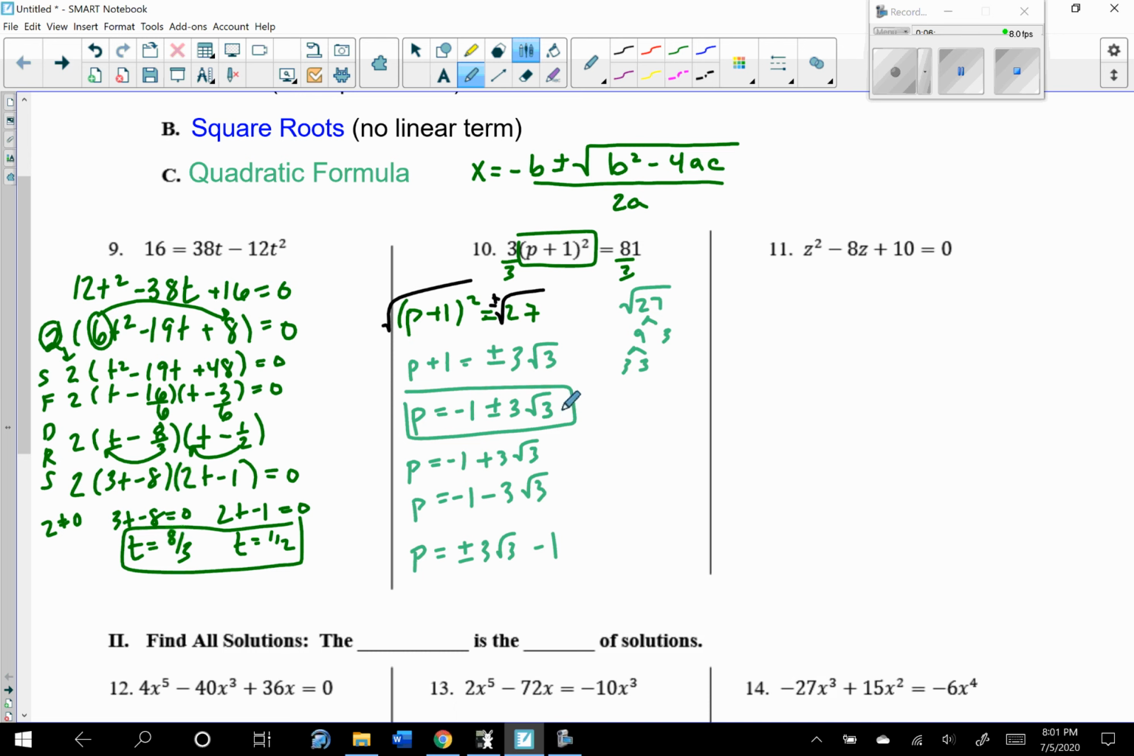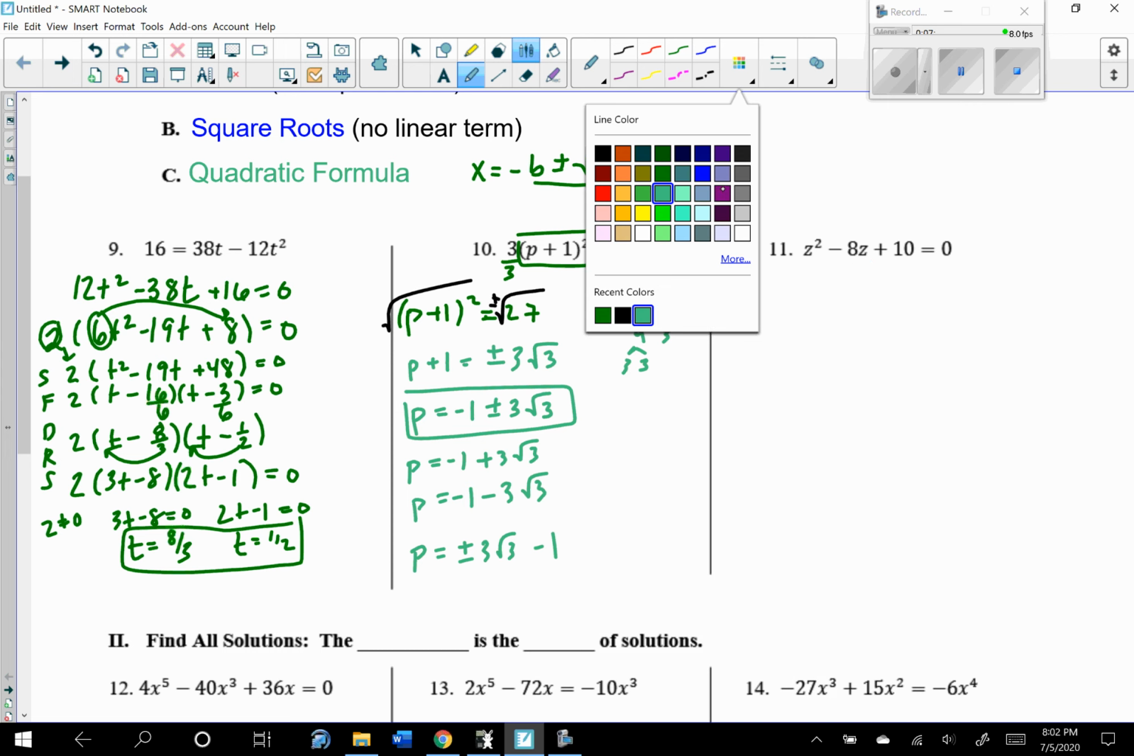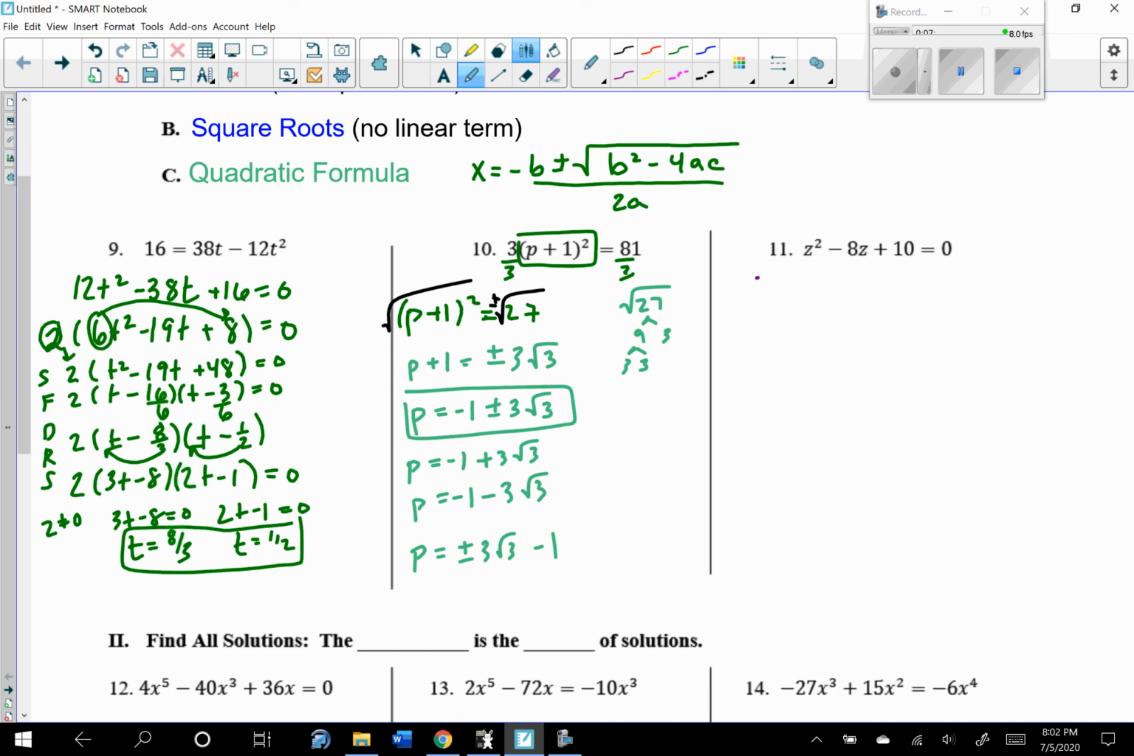Looking at the next one, for this one, it's already set equal to 0. I have a quadratic, a linear, and a constant term. So do I have factors of 10 that add up to 8? So I know 1 and 10 doesn't work, and 2 and 5 do not work either. So that means I have to use the quadratic formula. So for this one, recall that a is equal to 1 because that's what's in front of your quadratic term. b is equal to negative 8. And c is equal to 10. So I'm going to plug that in.